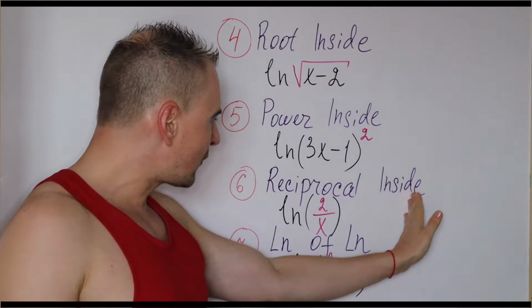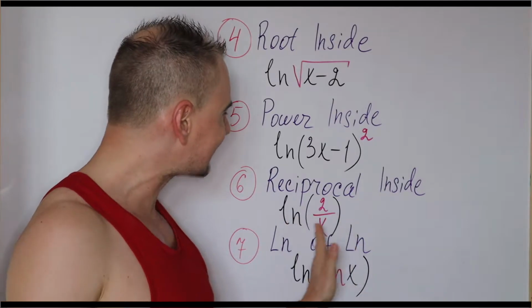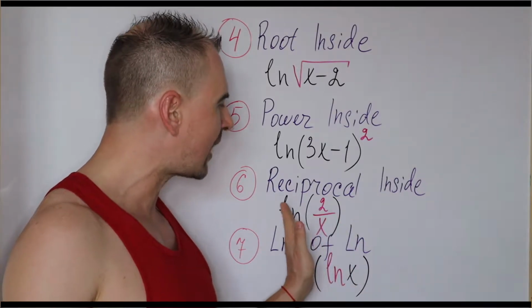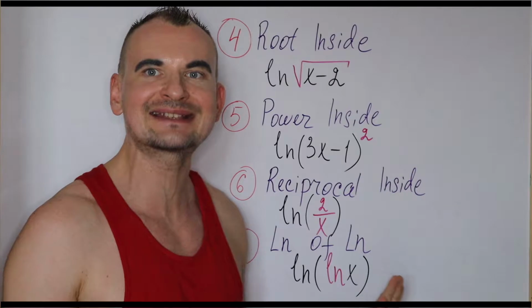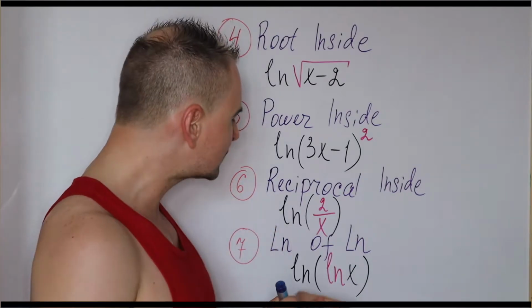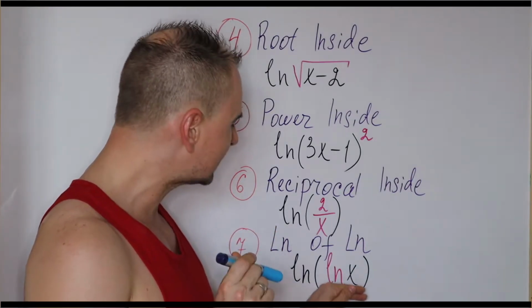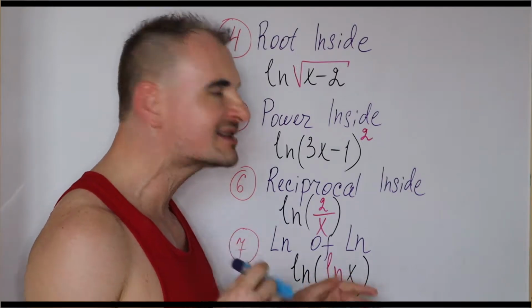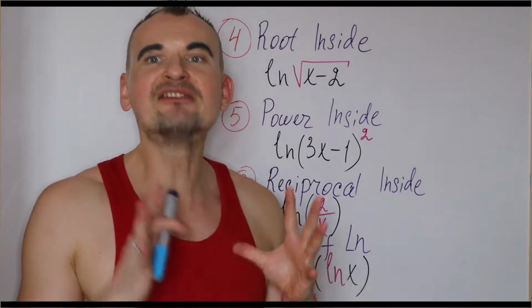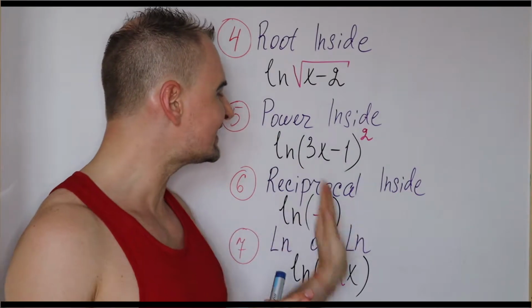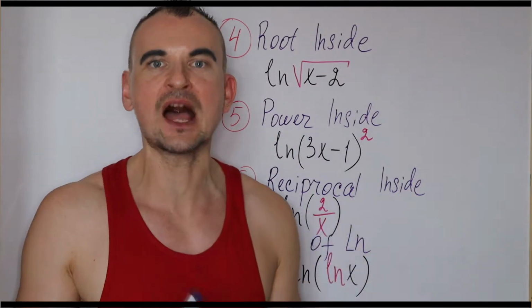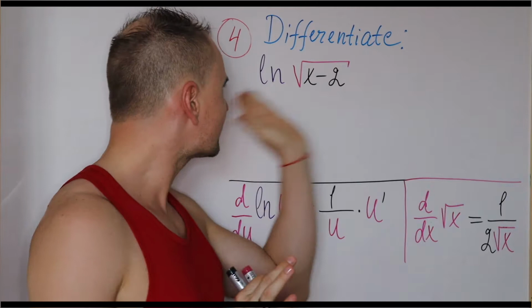Next case, I'm going to have a look at something like a reciprocal, when you have 1 over x or 2 over x. And finally, I'm going to cover when the argument of your ln function is an ln function itself. I will take you through all of these cases and break them down one by one. Alright, here's the first example.